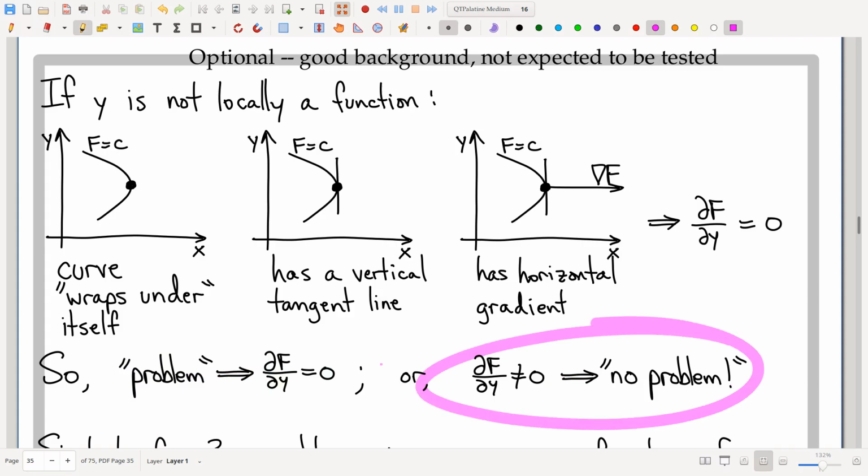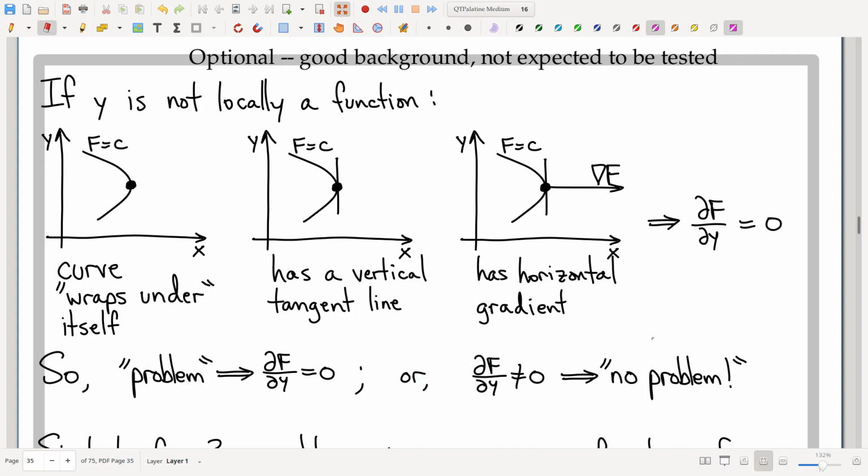And so this is our first version of the implicit function theorem. The first version of the implicit function theorem is that if the y partial is non-zero, then yes, all good, no problem. You can view y as, at least locally, being a function of x at that point. And this generalizes very nicely.